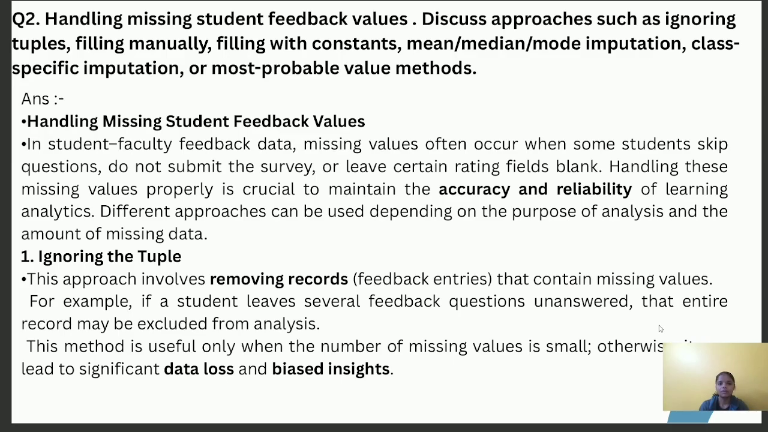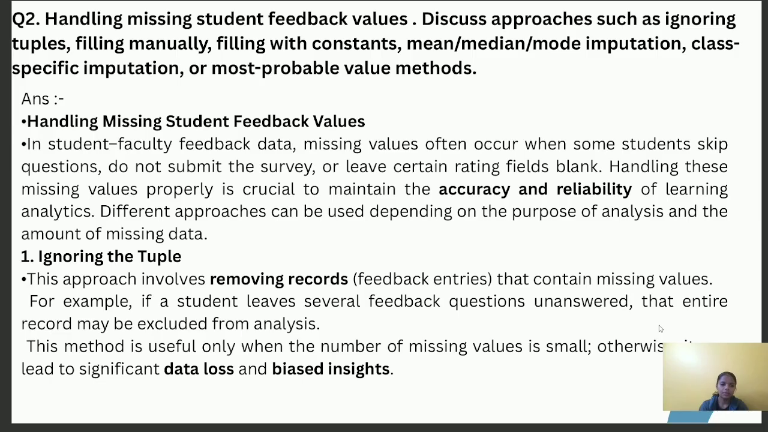First, handling missing student feedback values in student faculty feedback data. Missing values often occur when some students skip questions, do not submit the survey, or leave certain fields blank. Handling these missing values properly is crucial to maintain the accuracy and reliability of learning analytics. Different approaches can be used depending on the purpose of analysis and the amount of missing data. So the first one is ignoring the tuple. If we have a large amount of data, for example thousands of tuples, and we miss one or two tuples, then it does not affect the data much.